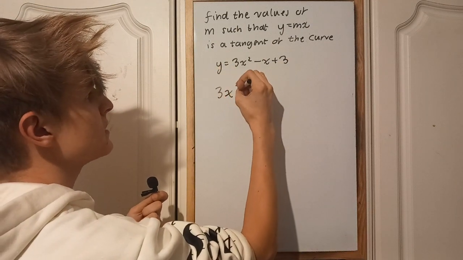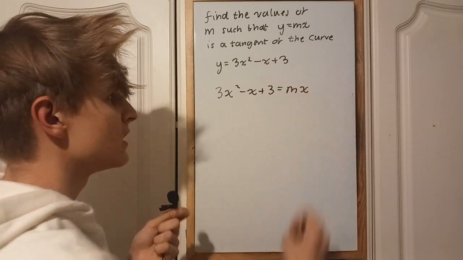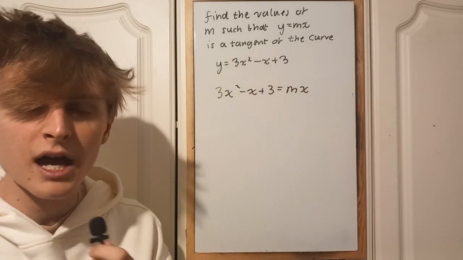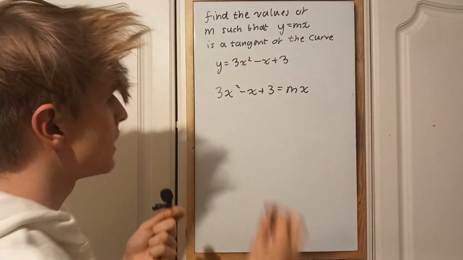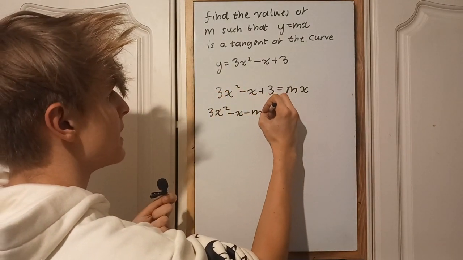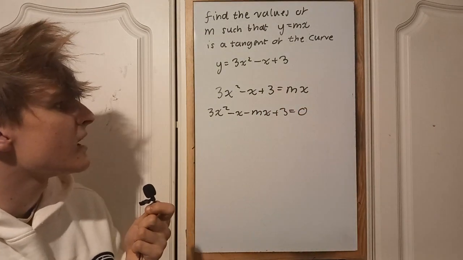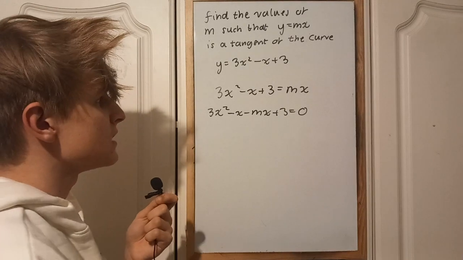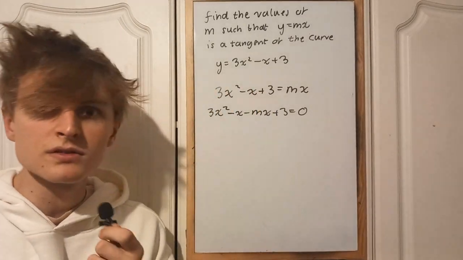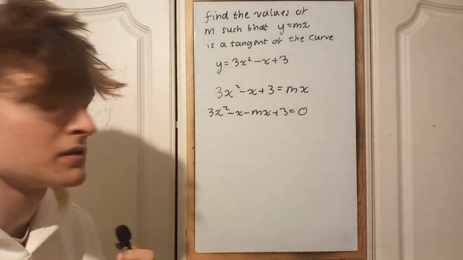So 3x squared minus x plus 3 has to equal m times x. Okay, fan-dabby-dozy. Let's subtract the mx over to get an equals 0. And then we'll get 3x squared minus x minus mx plus 3 equals 0. Okay, yeah, that quadratic's nasty, and there's an m in there, so we can't even use the quadratic formula to get solutions, but we can still use the discriminant, and I'll show you how.